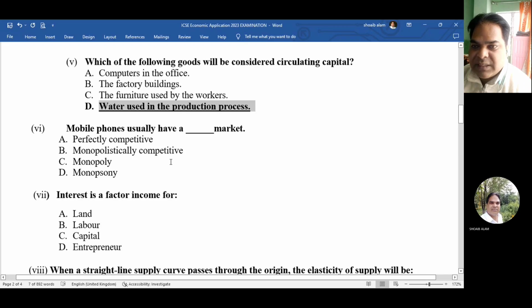Now number 6. Mobile phones usually have a dash market: perfectly competitive, monopolistic competitive, monopoly, monopsony. What will be the correct answer? The answer is perfectly competitive. Different brands are there, so competition is there, perfectly competitive.